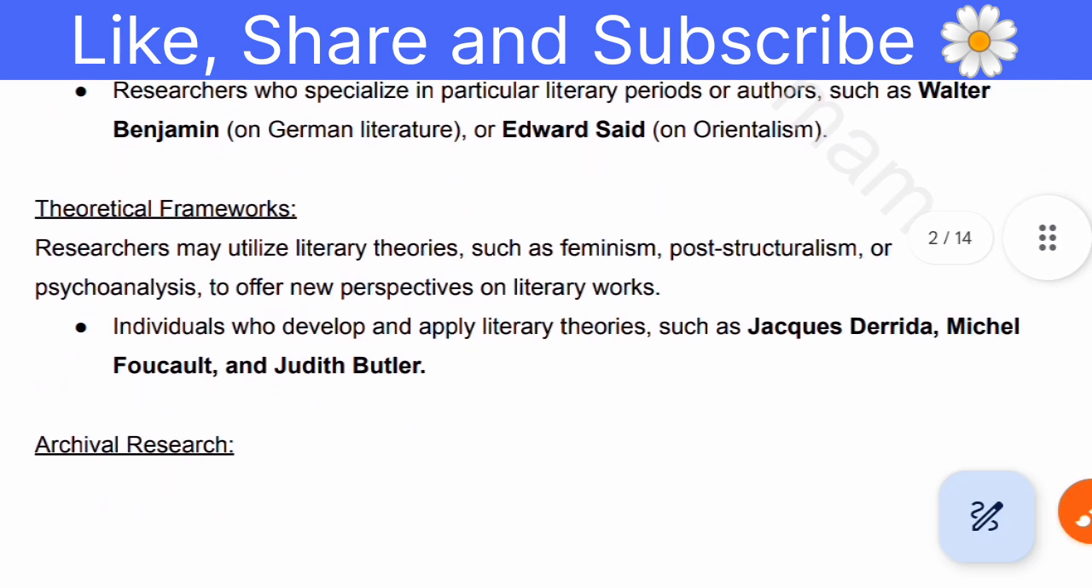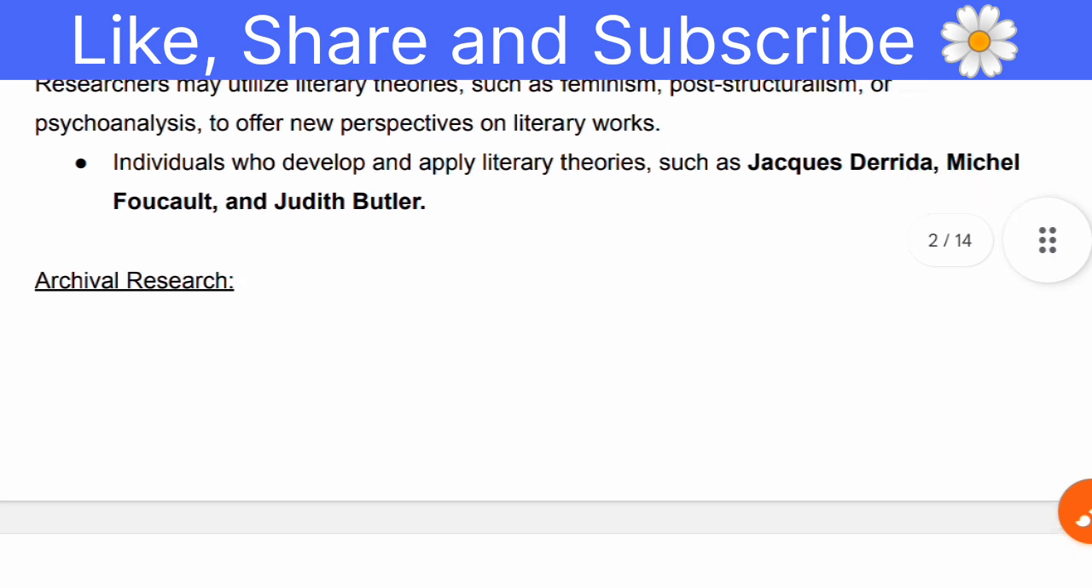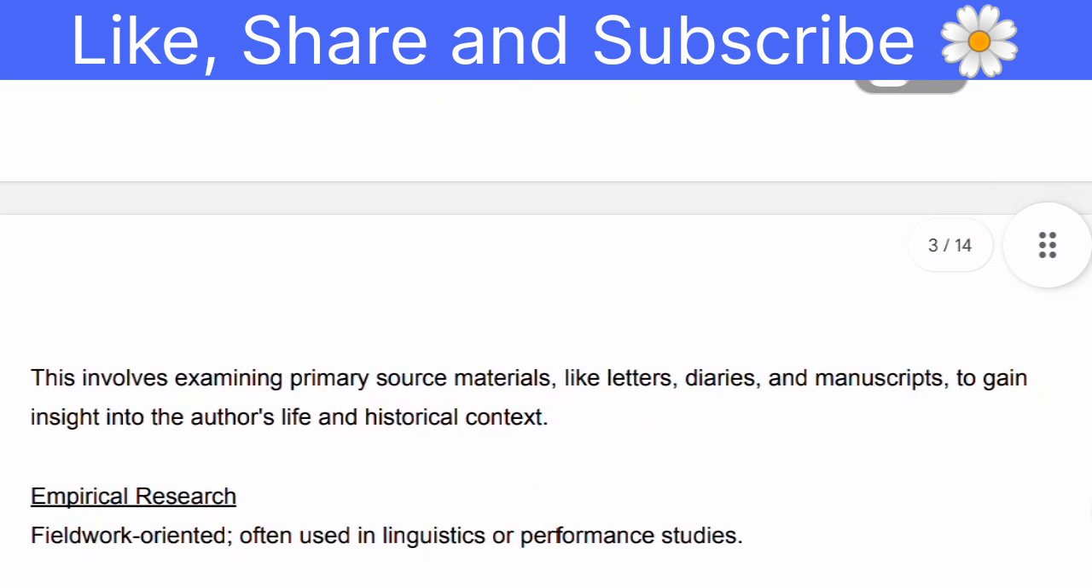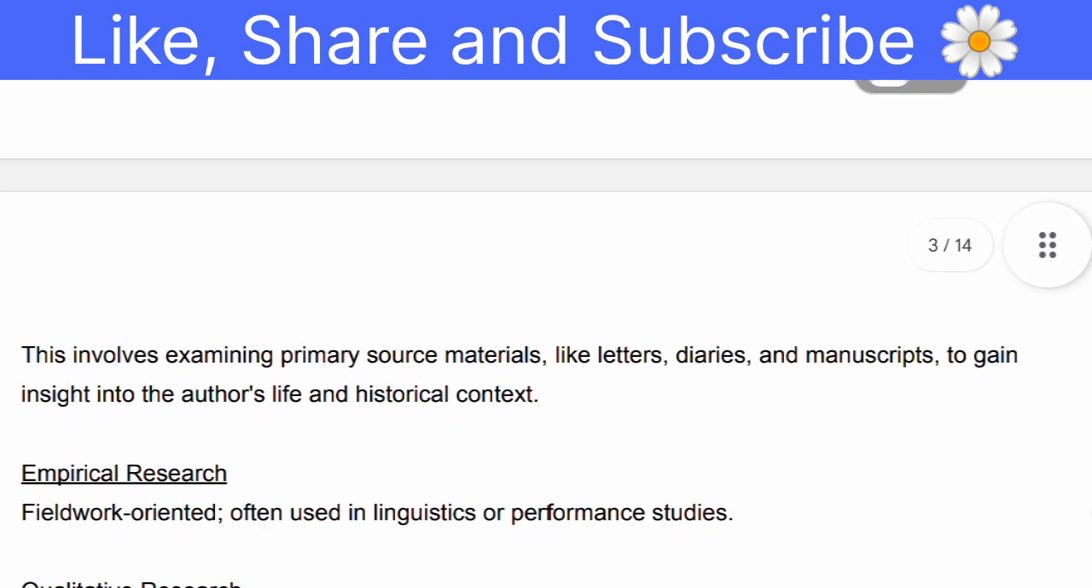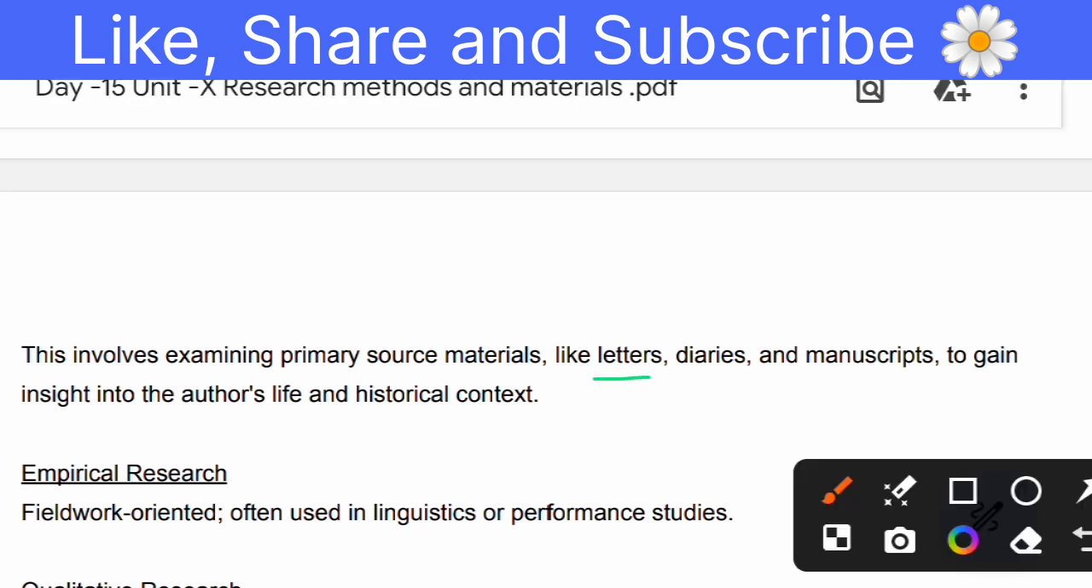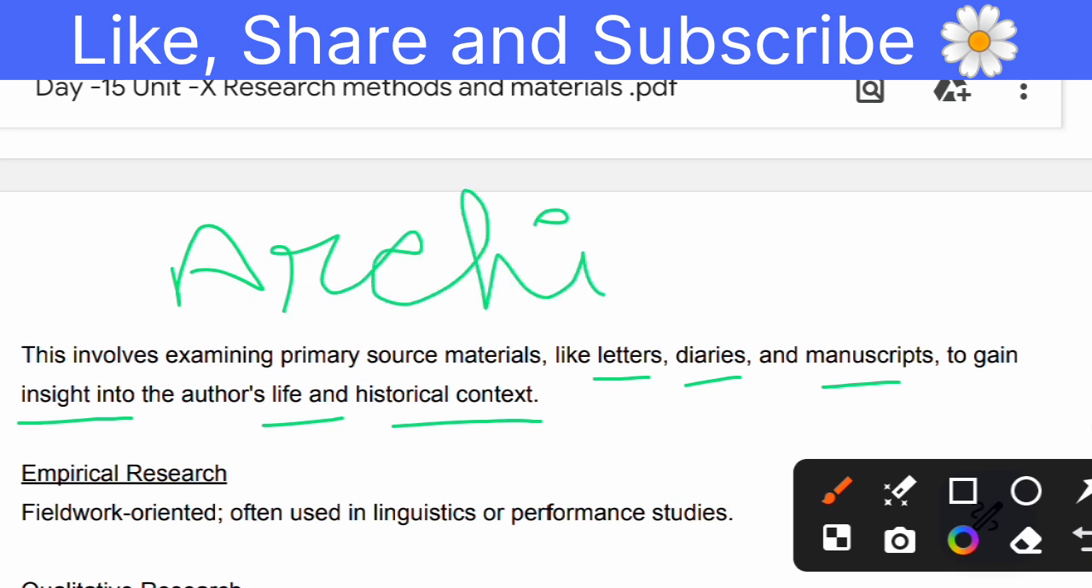After that, we have archival research. This involves examining primary source materials like letters, diaries, and manuscripts to gain insight into the author's life and historical context. That is in archival research. Why do we use this step in research? To gain insight into the author's life and historical context in the form of letters, diaries, and manuscripts.